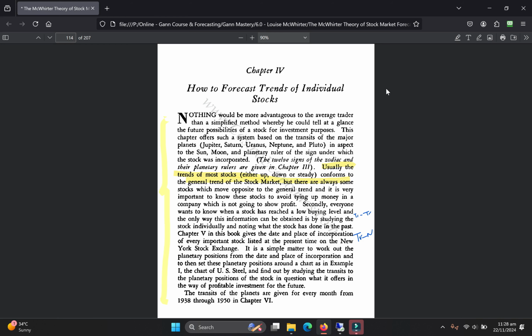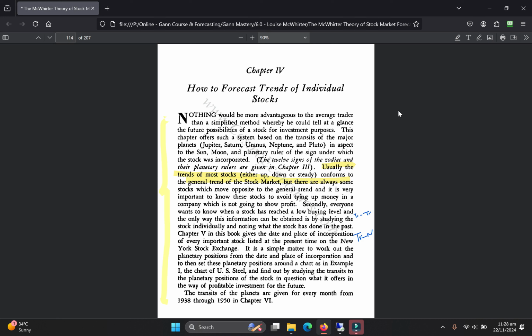So this is from Louise McWhirter's book, and we cover this in the McWhirter forecasting course. But let's take a look. I'll just take you through one portion, which is going to be the Mars portion, just to give you an idea on a one-sided factor, okay?